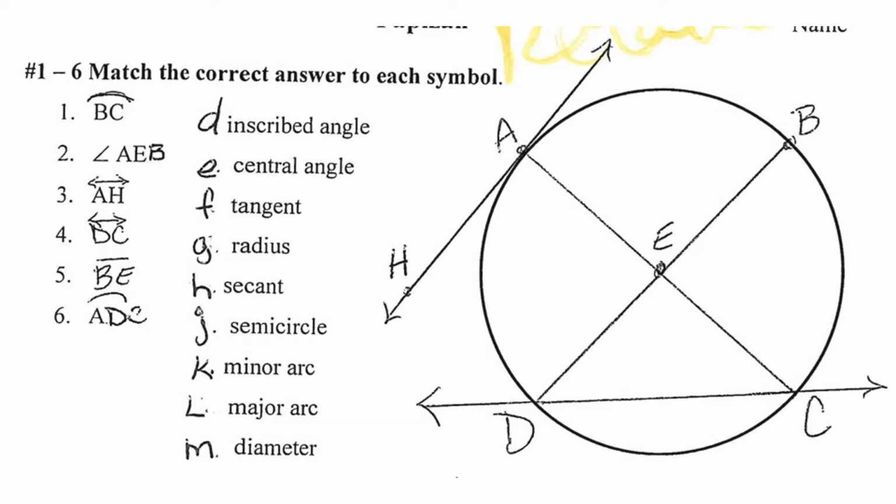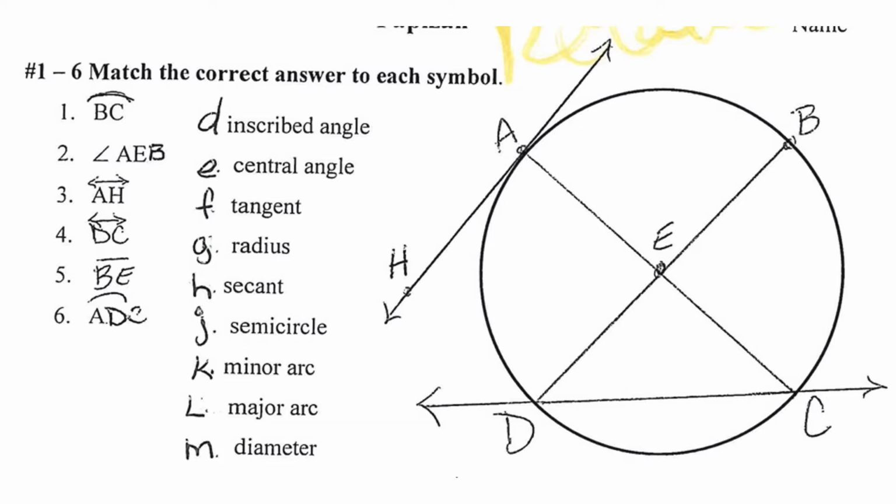And arc ADC. ADC is exactly 180. So we had a minor arc earlier, but is that a major arc? No, because major has to be more than 180. That's exactly 180, so that's a semicircle. And there are a couple more just thrown in to see if you know what you're talking about.